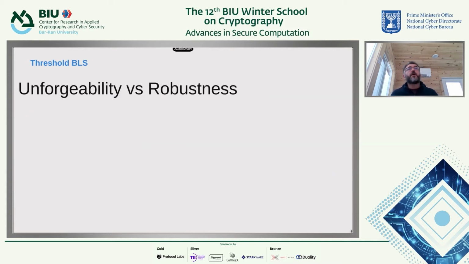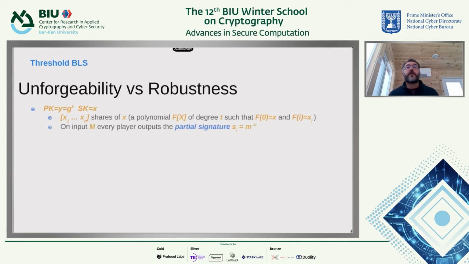So we have focused on unforgeability right now, where every player outputs the partial signature M to the xi, remember? But we can interpolate only if the adversary gives me partial signatures which are correct. So the protocol that I described works for what we call a semi-honest adversary, meaning an adversary that follows the protocol, always does the correct thing, but is trying to learn information. And I just showed you that in this case, the adversary cannot forge.